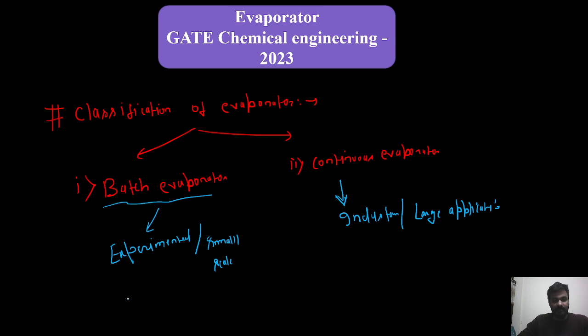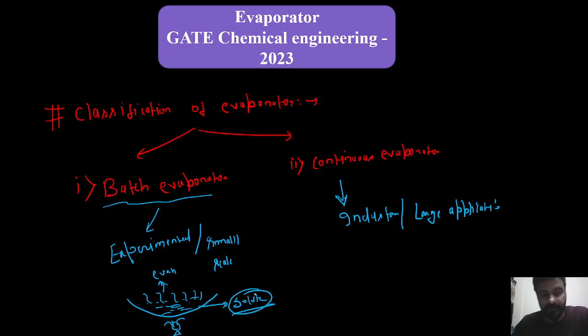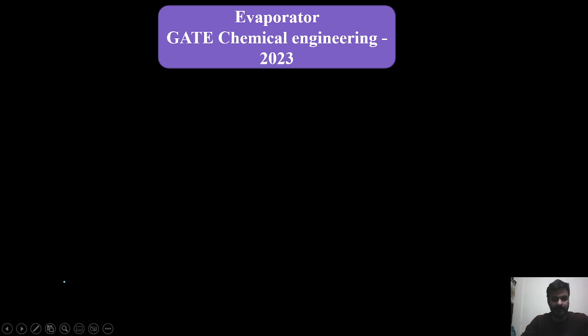So generally in a batch evaporator, what happens? There will be a pan only, and here your solution will be placed. Now we'll be supplying heat over here, so the water will be getting evaporated, and the solution is getting concentrated in terms of solute. Okay. So after a particular time in this batch evaporator, you will get a concentrated solution. Now coming to the continuous evaporator, this is our main aim to study in this particular lecture. So I'll be coming to the next slide on the continuous evaporator.